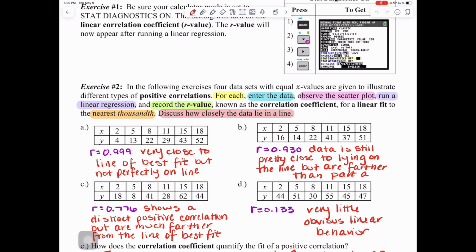Okay, you had an opportunity to do the rest without me. So remember, you enter the data, make the scatter plot, do the line of regression, record your R value. And what this is going to tell us is how closely the data lies in a line.